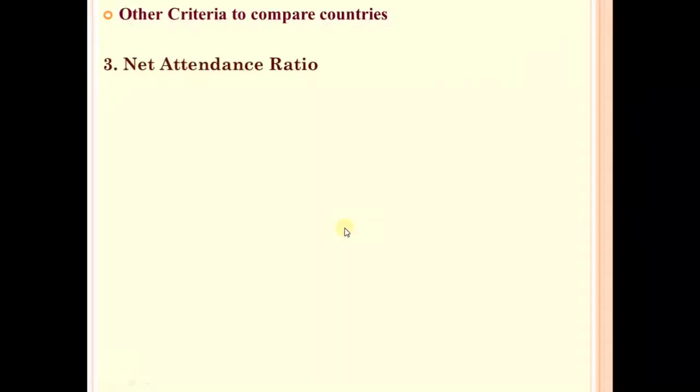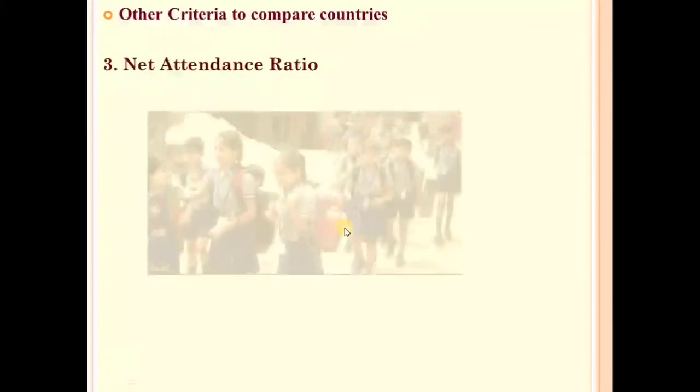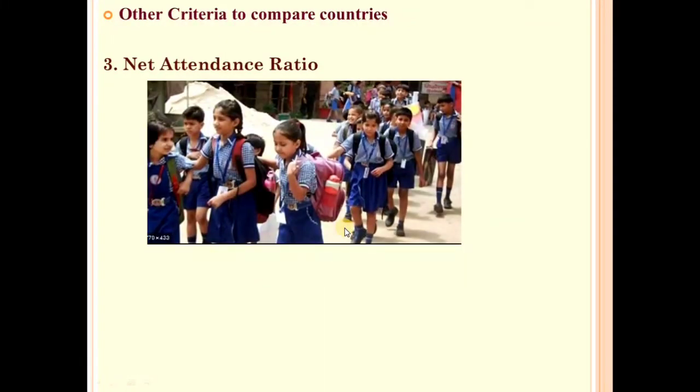Third important criteria for comparison is net attendance ratio. Friends, we know one slogan, "पढ़ेगा India तभी तो आगे बढ़ेगा India." It means education is very important. So in net attendance ratio we consider the proportion or percentage of children of the age 14 and 15 years who attend the school.